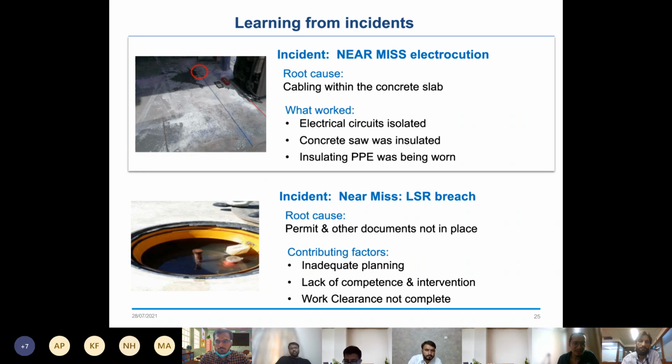Okay, but however, I just want to know what type of activity that is. That's why I'm asking. I understand that they started work without a permit in place. That's why it was reported as an LSR breach. So I just want to understand. Anyway, it's okay. Understood.